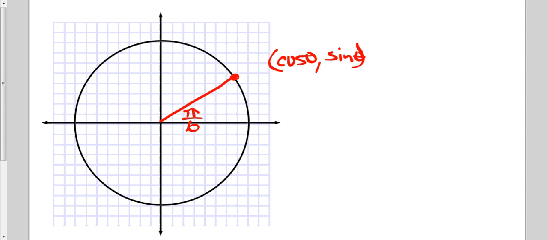Okay, I'm going to erase the pi over 6. I'm back into theta. I don't know what my value is. Okay, I am doing theta. But I do know that I can construct a right triangle. What's the length of that blue line that I just did?